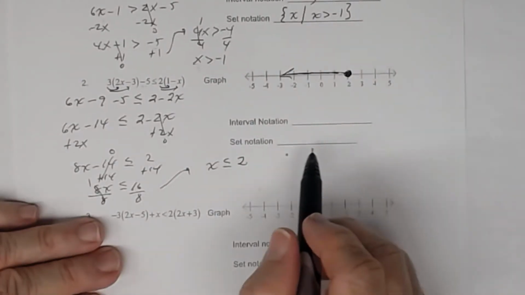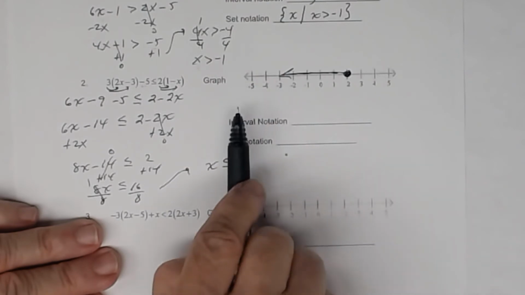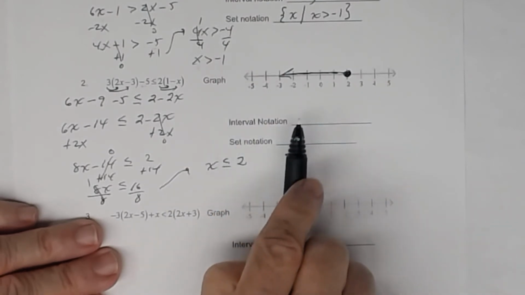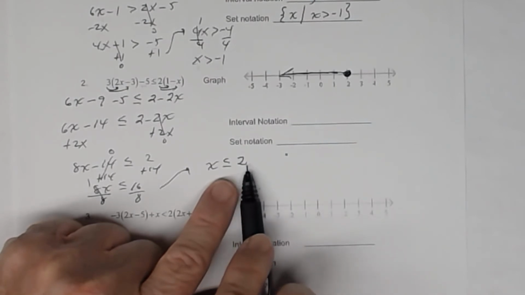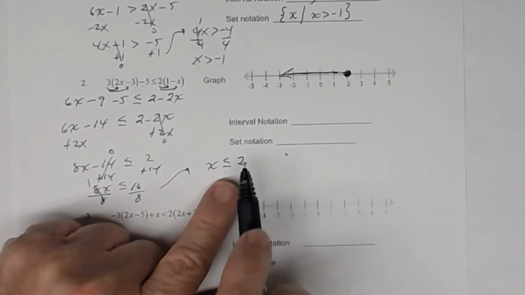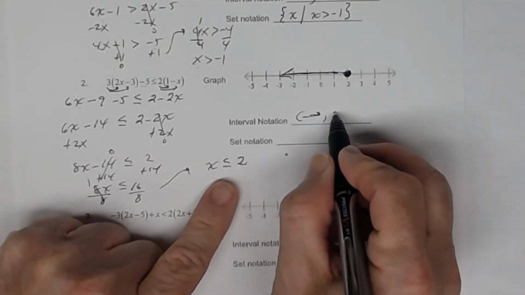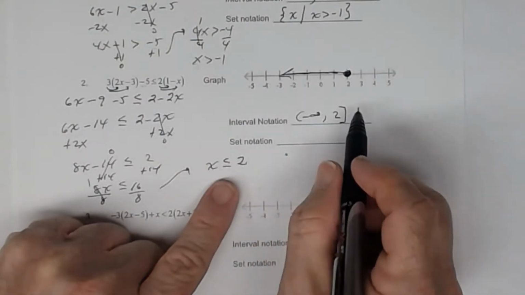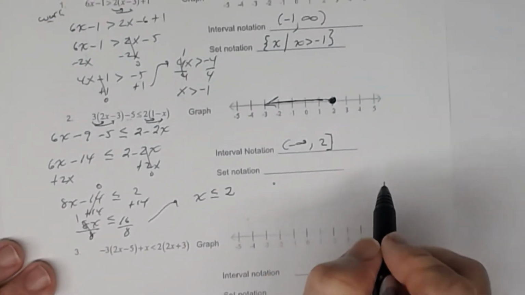All right? And so in interval notation, I remember with interval notation, always go from left to right. So from smallest to largest. So notice this inequality means that 2 is the largest. 2 is the largest. So you're going towards negative infinity. So you're going to say negative infinity to 2 with a bracket. Closed circle, bracket.